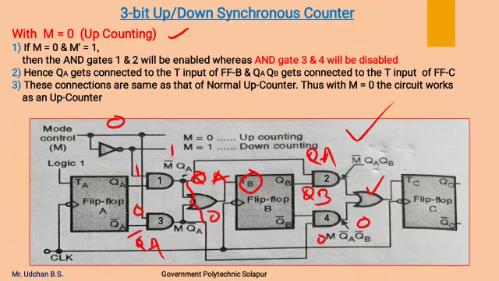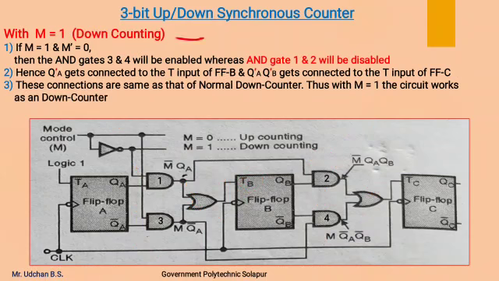So this is the same as a normal up counter. So with M equal to 0, AND gates 1 and 2 are enabled and AND gates 3 and 4 are disabled, and the circuit operates as an up counter.